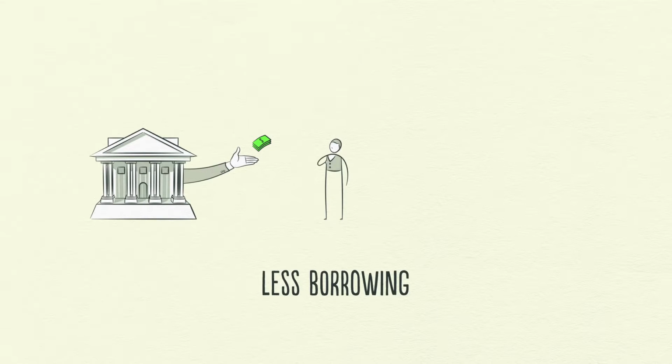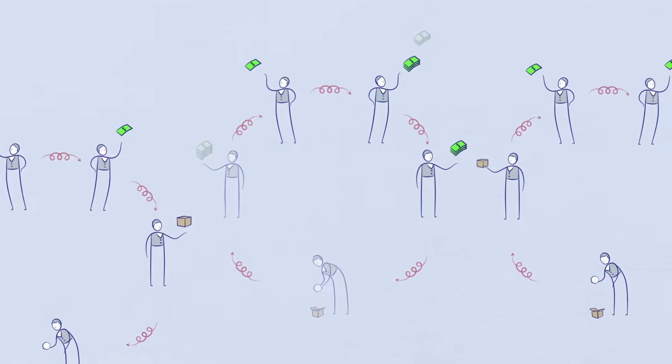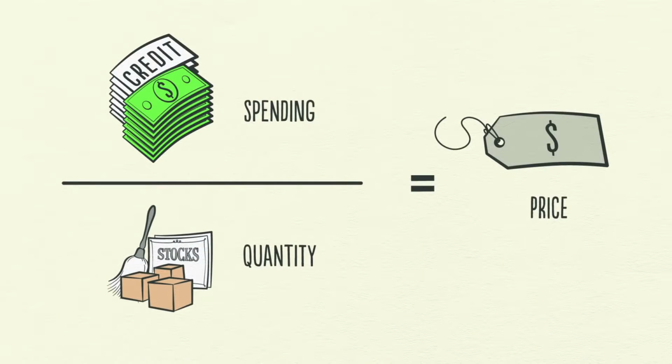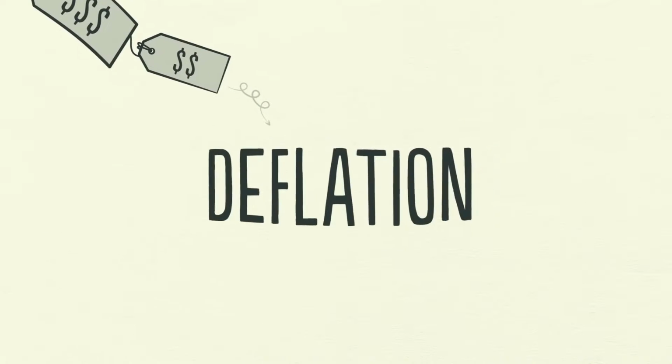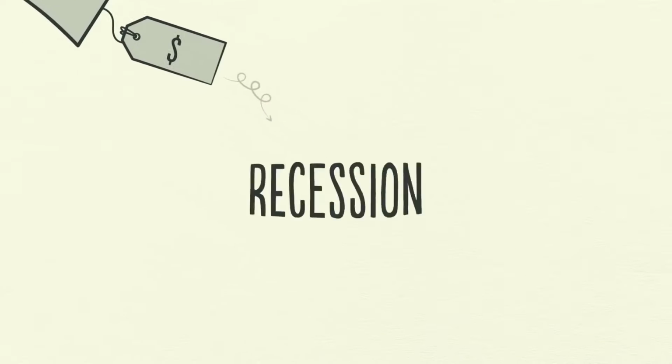Think about this as the monthly payments on your credit card going up. Because people borrow less and have higher debt repayments, they have less money left over to spend, so spending slows. And since one person's spending is another person's income, incomes drop, and so on and so forth. When people spend less, prices go down. We call this deflation. Economic activity decreases, and we have a recession.